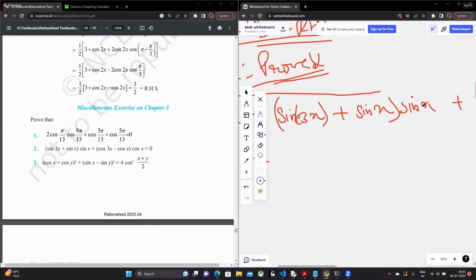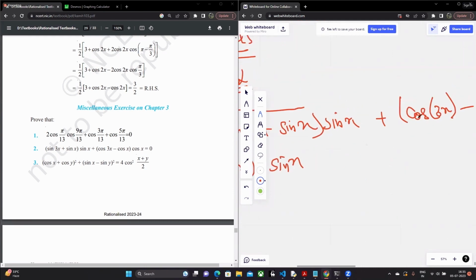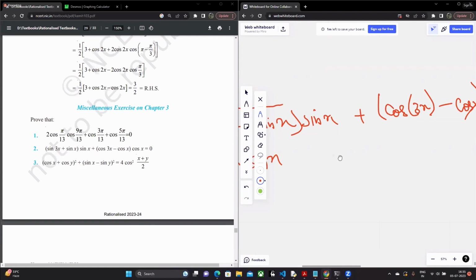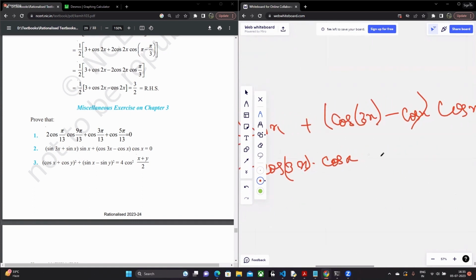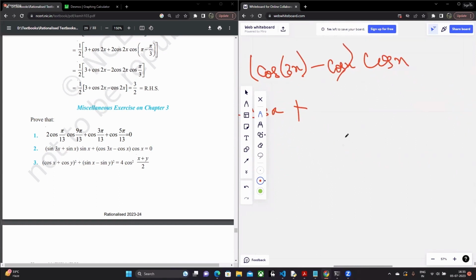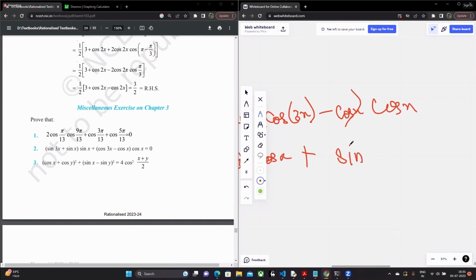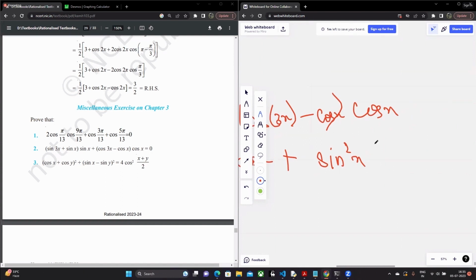What I'll do is, I'll remove the brackets. So I'll be having sine 3x times sin x, right? And over here, I'll have a cos x into cos x. So I'll write this over here. This is plus cos 3x into cos x, right? Plus, this is going to be sine squared x. This is going to be minus cos squared x, right?